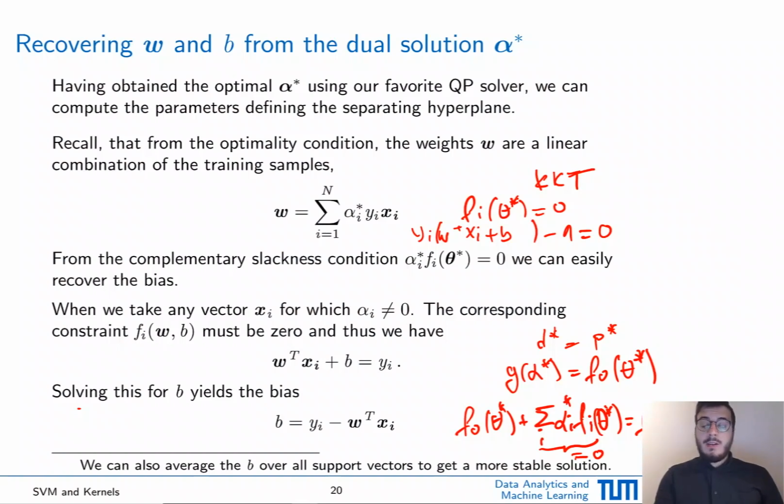In general, these KKT conditions only hold for the alpha star and theta star, including the complementary slackness conditions, not for any arbitrary alpha and theta. So you should keep that in mind. Okay, so now we've recovered our w and b, which means we have our classifier.